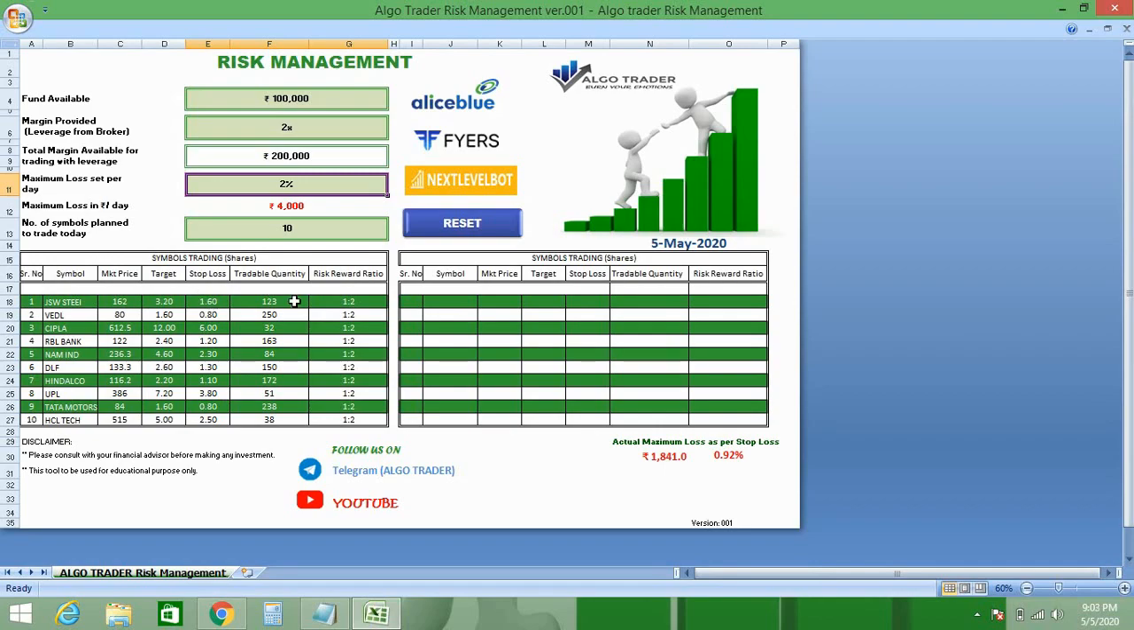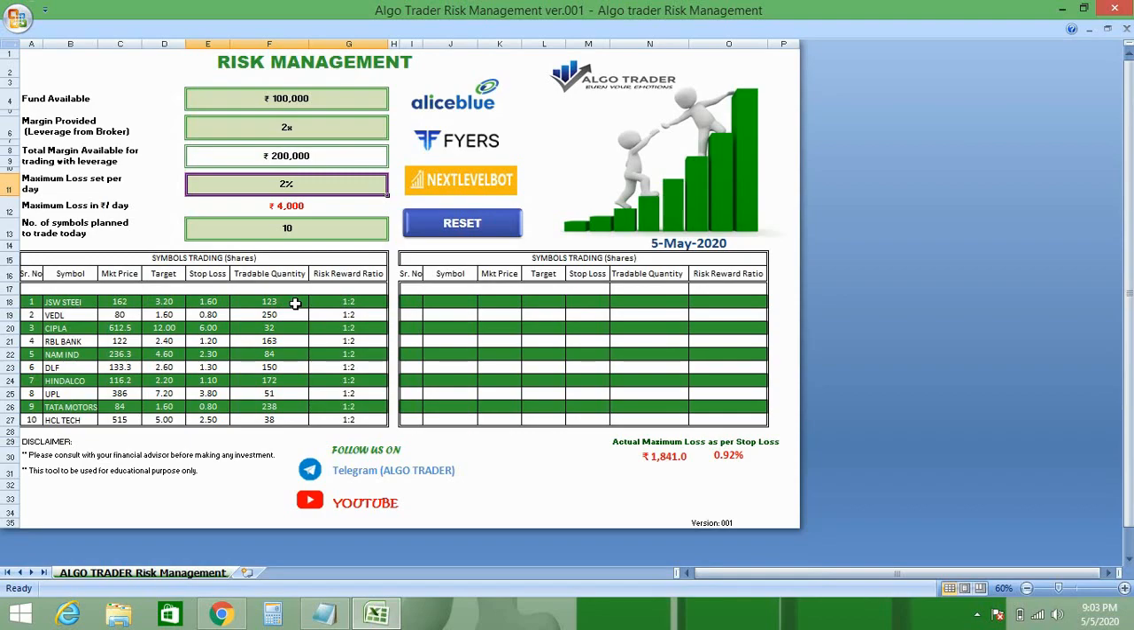Yes, that's a good question, guys, but you always have a cap of 2 lakhs. So what it basically does is divide the 2 lakh equally into 10 shares. So JSW is getting only 20,000 rupees to trade. 20,000 rupees divided by 162 allows you to buy only 123 shares, whereas your stop loss is less. You can buy more, but you really don't have the capital to buy that much. So you are limited to 123 quantities.